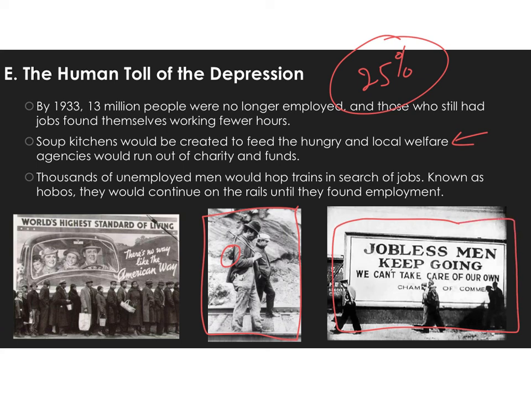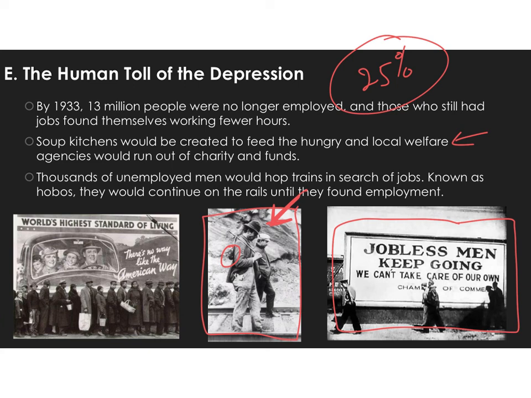The Chamber of Commerce is in charge of bringing businesses to town, grand openings, things like that. But in this case, they were warning people: keep going, we can't take care of our own. And these guys, jumping train to train from town to town, will eventually be called hobos. And if you actually look this up, there is a whole hobo language.